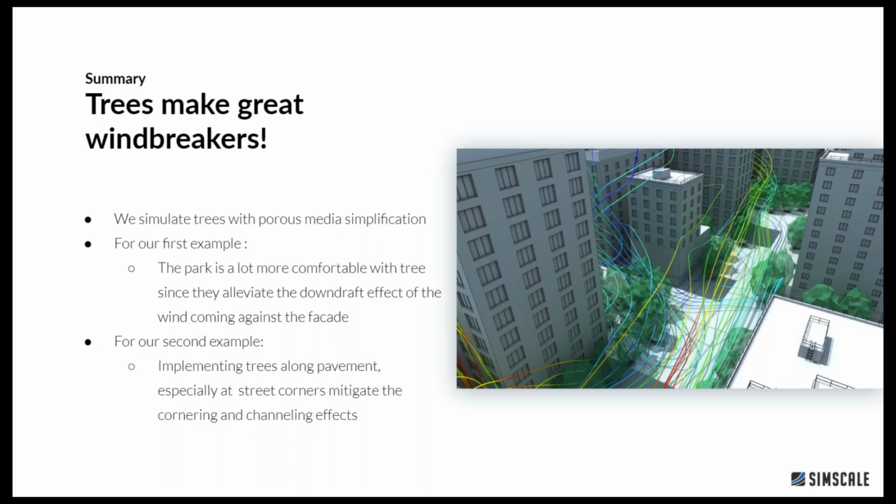So we saw in the first example that the trees in Bryant Park were really impacting and improving the level of comfort in the park and on the terrace by breaking down this downdraft effect coming against the Grace building. And in a second example, we saw that when we implement trees on the side of the pavement, in corners or in small squares, we really mitigate the effects of cornering and channeling. So it really helps the result. And it's a very interesting thing to observe as well.